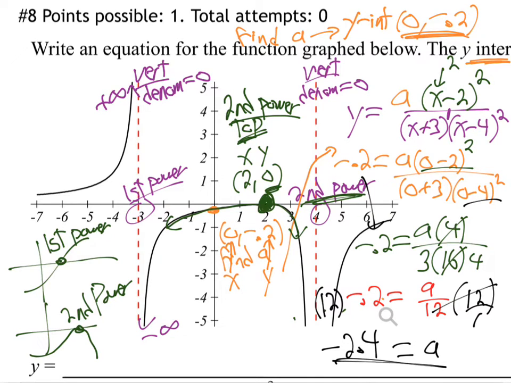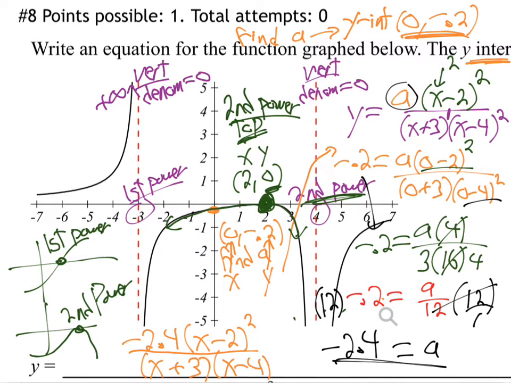All right, so what's the final answer then? A goes on the top, which is, let me erase this infinity here, which is Y is negative 2.4 times x minus 2 squared over x plus 3, x minus 4 squared. It's easy to mess up like I did and forget about the second power.